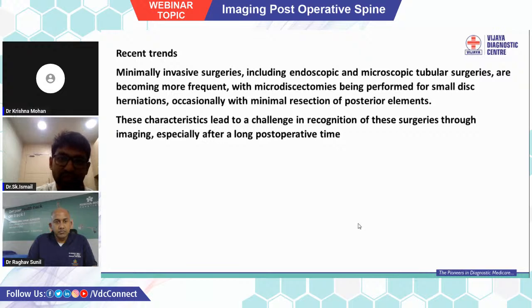in cases of these endoscopic or microscopic tubular surgeries, this leads to a challenge in recognition of the post-surgical changes, especially if there is a longer post-operative period. These changes are very subtle and cannot be appreciated. That's what Sir was emphasizing before: first, to confirm the level and to have a documentation.